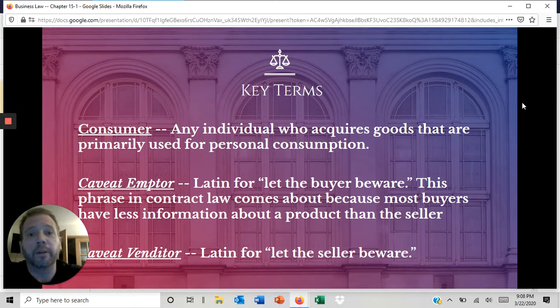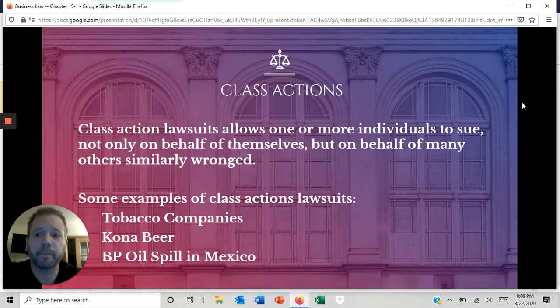Okay, now there have been so many instances where buyers have had protections through consumer laws that caveat venditor means let the seller beware. The Latin venditor means vendor, which is a seller. So those are two terms that you'll need to know: caveat emptor and caveat venditor.